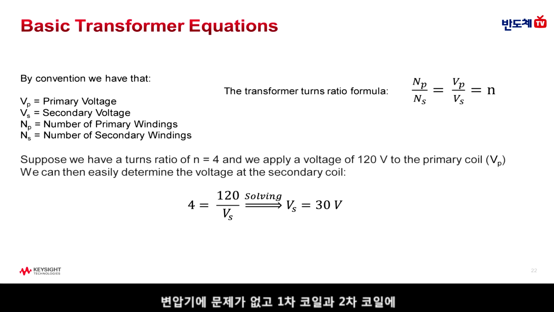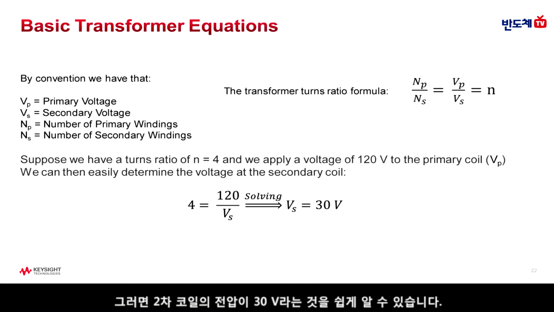Now, assuming an ideal transformer and zero phase difference between the primary and secondary coils, the transformer turns ratio formula determines the relationship between the primary and secondary voltages, as shown here on this slide. It gives an example. Suppose we have a turns ratio of n equals 4, and we apply a voltage of 120 volts to the primary coil, VP.